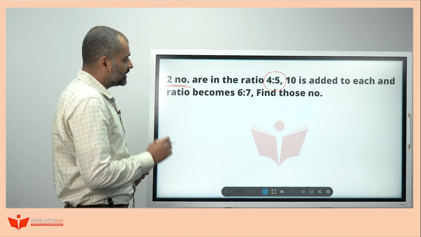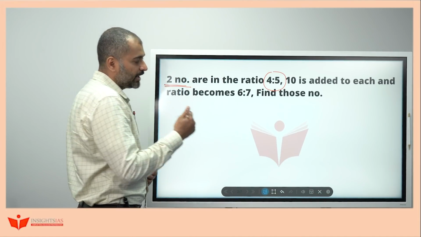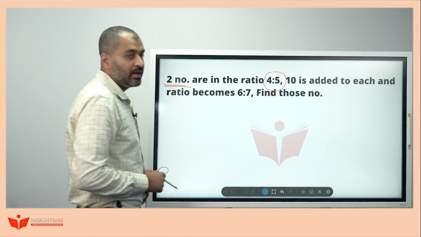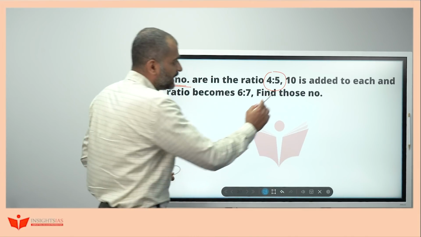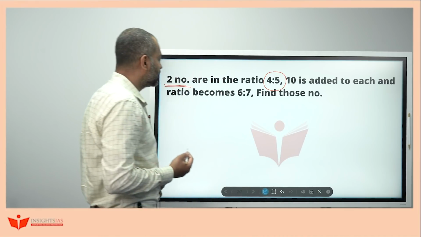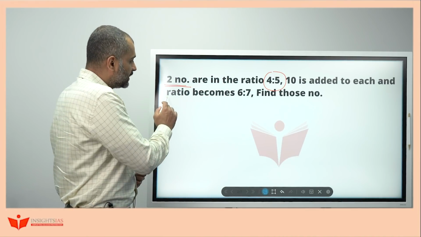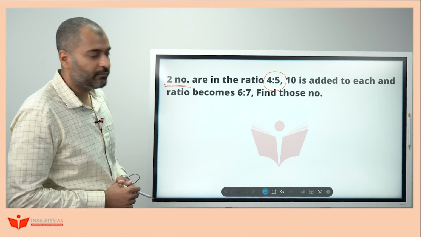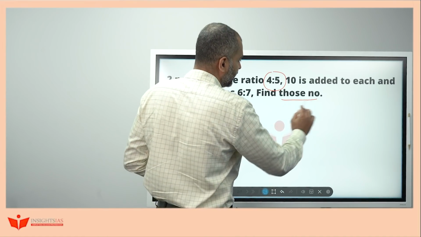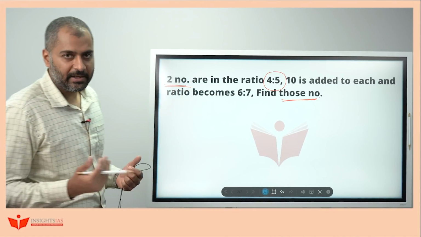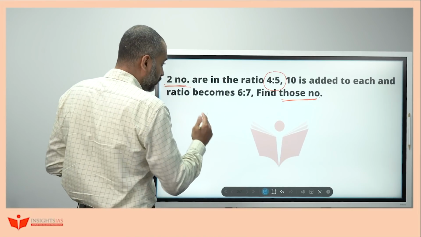We can say this as there are two people, the ratio of their ages is 4:5. After 10 years, meaning when 10 is added, that's one and the same, to each, the ratio becomes 6:7. Find these numbers or find the ages of the two people. Anything can be a question. Look here now. I'll show you three methods.